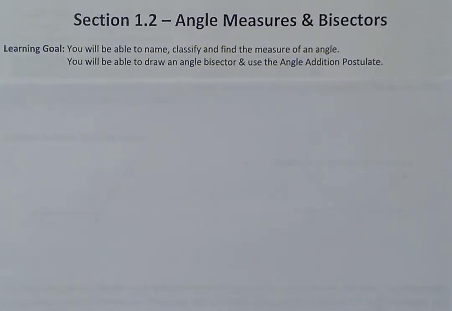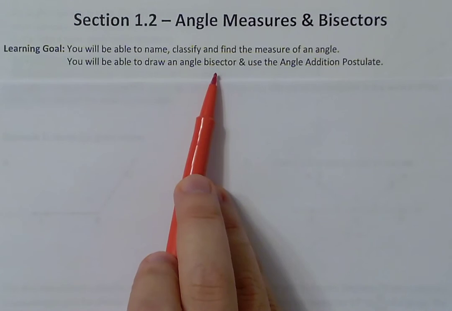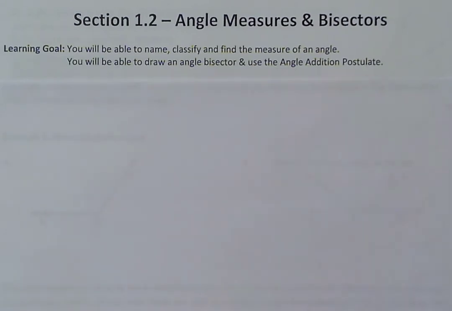We're going to look at how we go through and name them, just like we did yesterday in section 1.1. We're going to talk about how you classify them based off their measure and how you can find the measure of that angle. Next, we will be talking about how to draw an angle bisector and use the angle addition postulate. So we're going to talk about what an angle bisector is, what it looks like, and then also we're going to take a look at the angle addition postulate, which is very similar to the segment addition postulate. So with that said, let's go ahead and get into our stuff today.